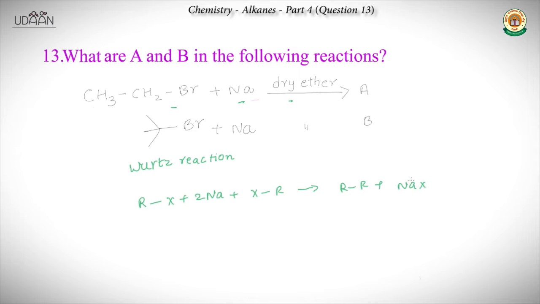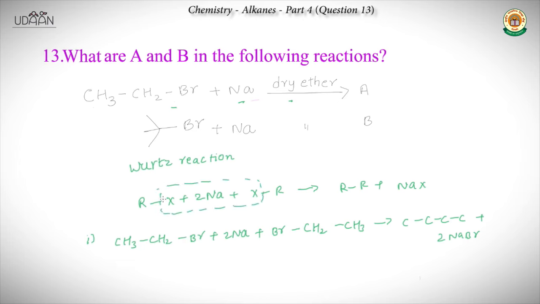So for the first case, if you take CH3CH2Br plus 2Na plus BrCH2CH3, you will get butane plus 2NaBr. So basically you just remove those bits in the box and just join together the rest. This is a very simple way of memorizing this reaction. So let's quickly solve the second question as well.